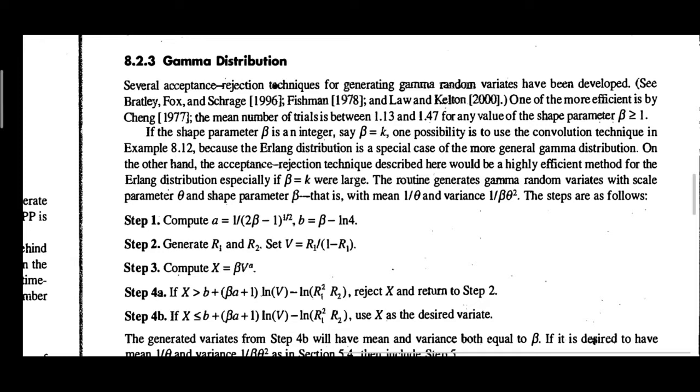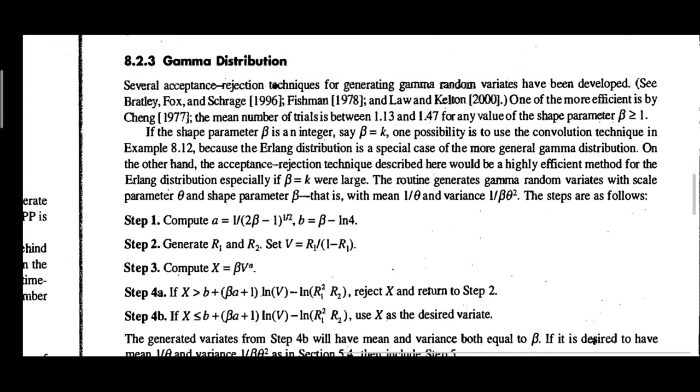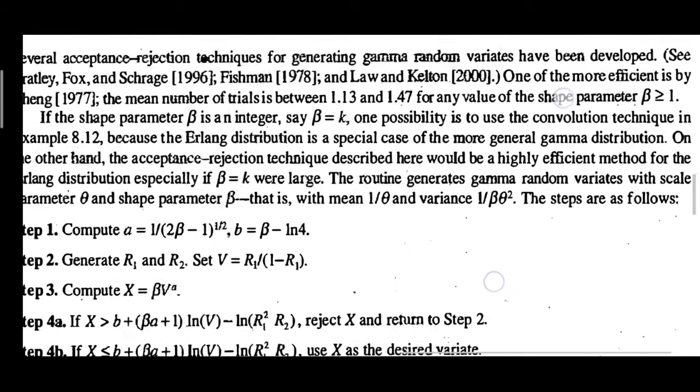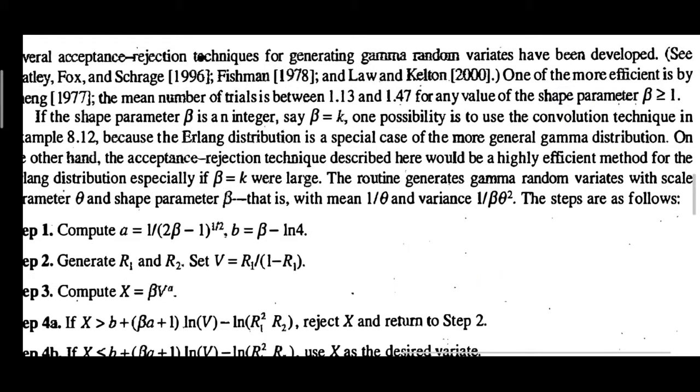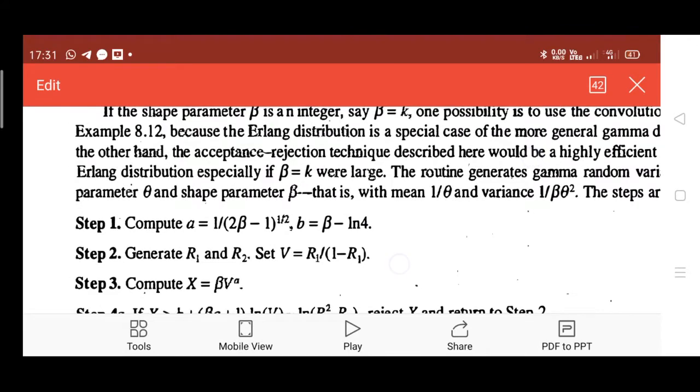The routine generates gamma random variates with scale parameter theta and shape parameter beta. Here the mean value is 1 by theta, and the variance is 1 by beta into theta square, with beta into theta square in the denominator. This is the gamma distribution.